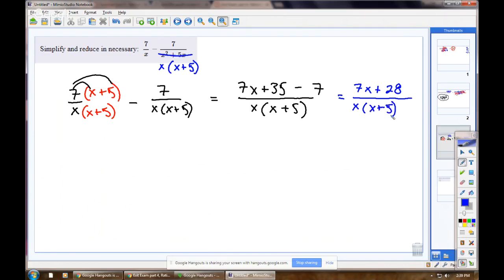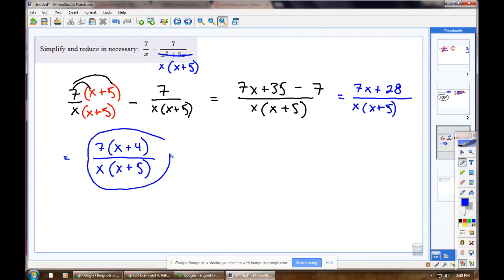Now, I still need to see if this reduces any further, so I need to try and factor the numerator. The denominator is already factored. We'll leave it that way. And here I notice there's a 7 common to each piece in the top. So if I pull out that 7, I get x plus 4 as the other factor. And neither of those factors is like either of the factors in the bottom, so this doesn't reduce. And I would say this would be the final answer.